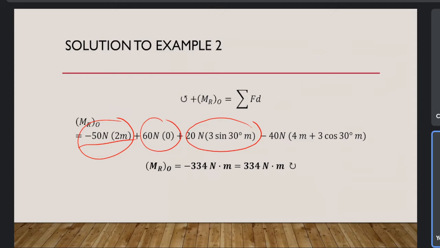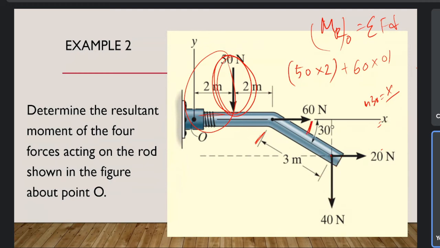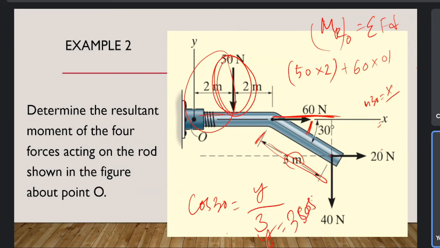Next is the 40 Newton force, applied perpendicularly at this point. So the distance here you have is 4 meter, 2 plus 2 meter. Here you are going to find this distance. We can find it by using a simple trigonometric formula again. So 30 degrees is given, 3 meter is given, so that means we can use the cos 30 formula. Cos 30 should be equal to the adjacent side, let's suppose y, divided by the hypotenuse, the longest side of the right angle triangle, that is 3 meter. Therefore y should be equal to 3 cos 30. So this distance is 3 cos 30.